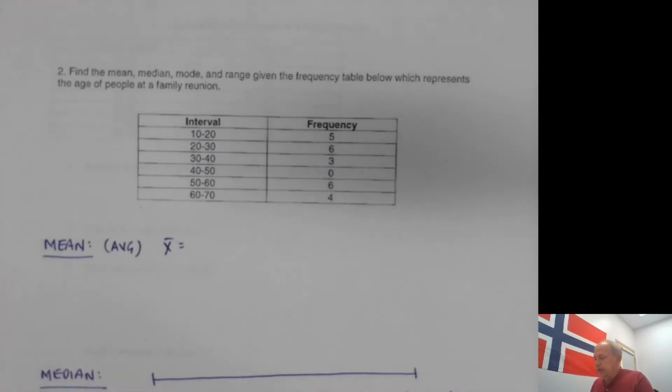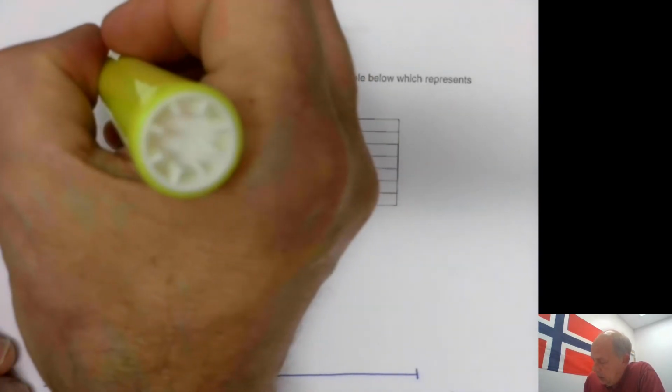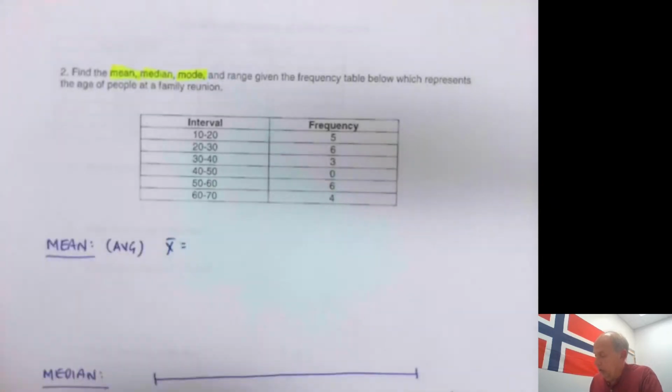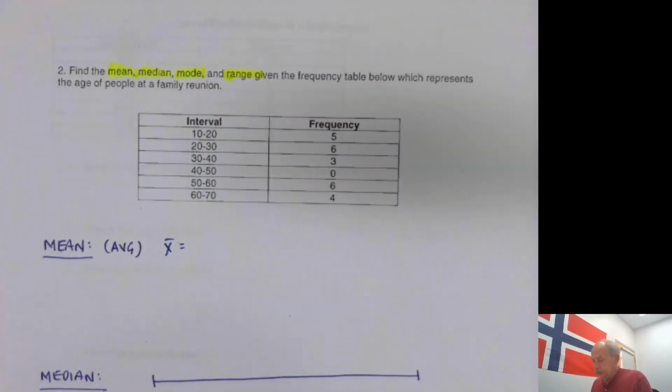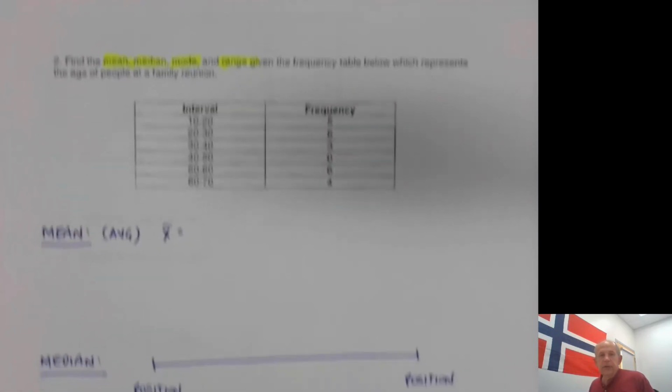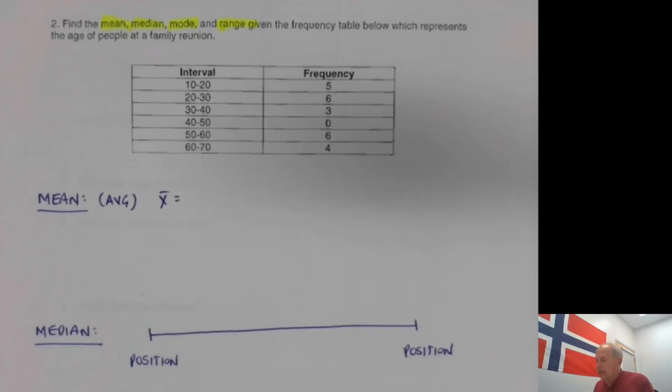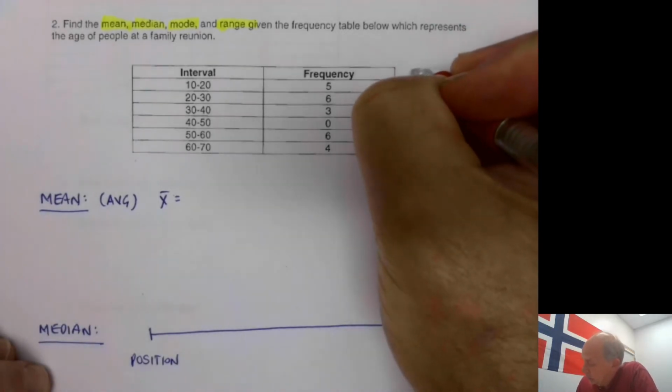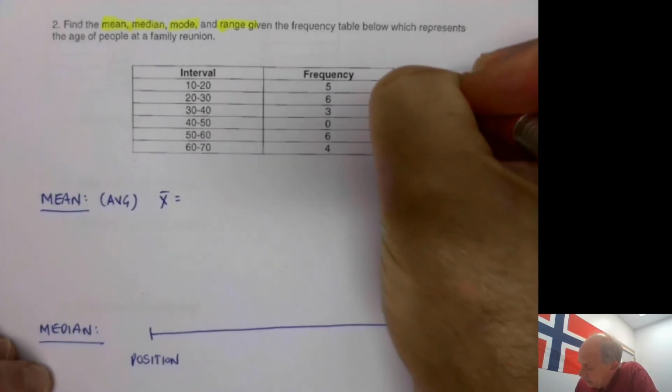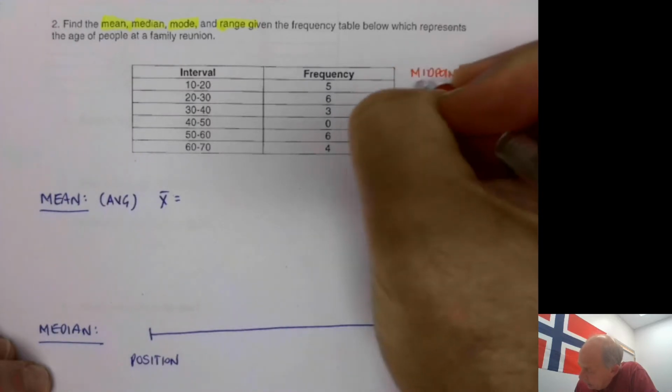Now, let's take a look at another example where we're going to do the exact same thing. I want to find the mean, median, and mode and range of this family reunion. That's a lot smaller. I have a lot less data points. So I want to find these statistical measures. The first thing I have to do is find the midpoint.